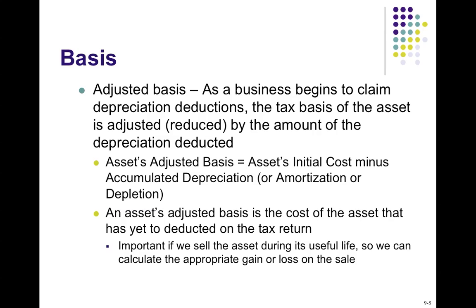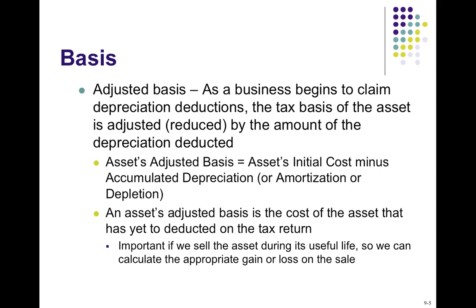So once we begin taking depreciation deductions for an asset, then we have to reduce the basis in that asset by the amount that we've taken in depreciation. So adjusted basis is going to be the asset's original basis minus the depreciation deductions that we're taking. Okay, so adjusted basis is a running total of what we haven't yet taken in depreciation deductions.